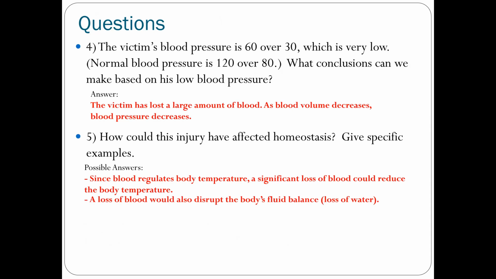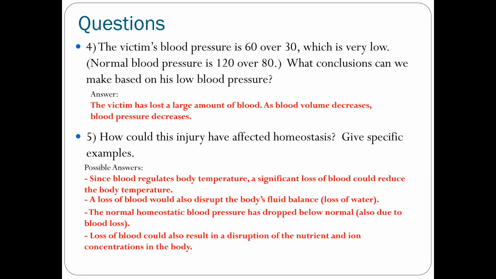A loss of blood would also disrupt the body's fluid balance. So when you lose blood, you lose a lot of water, and the body has a strict balance of fluid that it maintains as part of homeostasis. The normal homeostatic blood pressure of 120/80 has dropped below normal, all the way down to 60/30, so that's a disruption in homeostasis. And again, this is also due to blood loss.